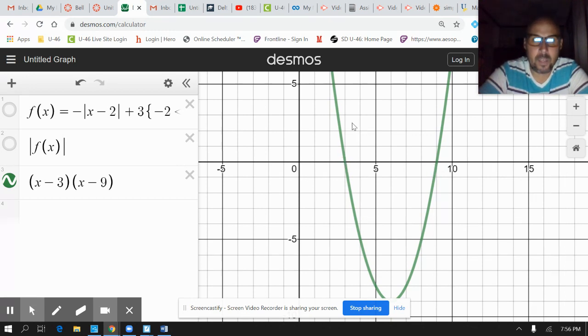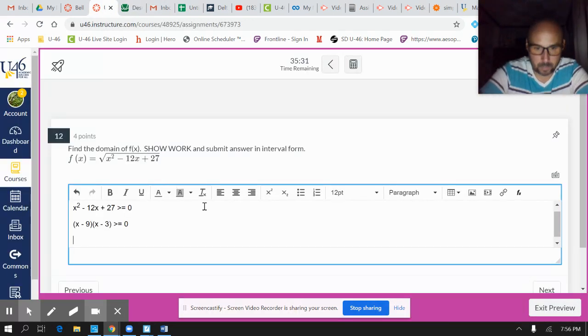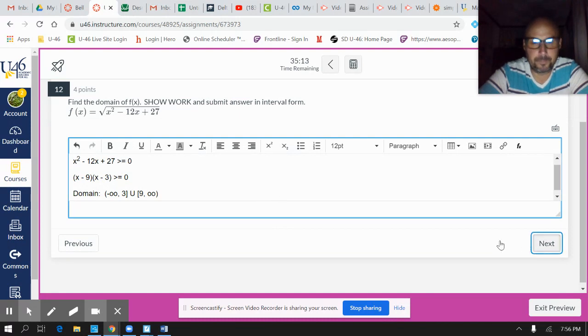So your domain includes the x values that produce all of these on the left and all of these on the right. So your domain is negative infinity all the way to 3, including 3, and then skipping over all those numbers between 3 and 9, picking it up again at 9, and then going on to infinity. That's the domain.